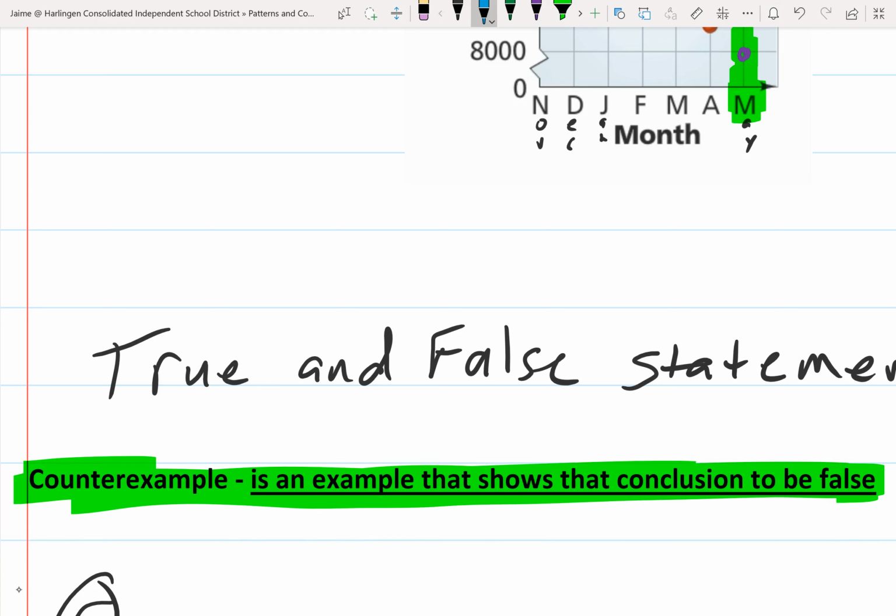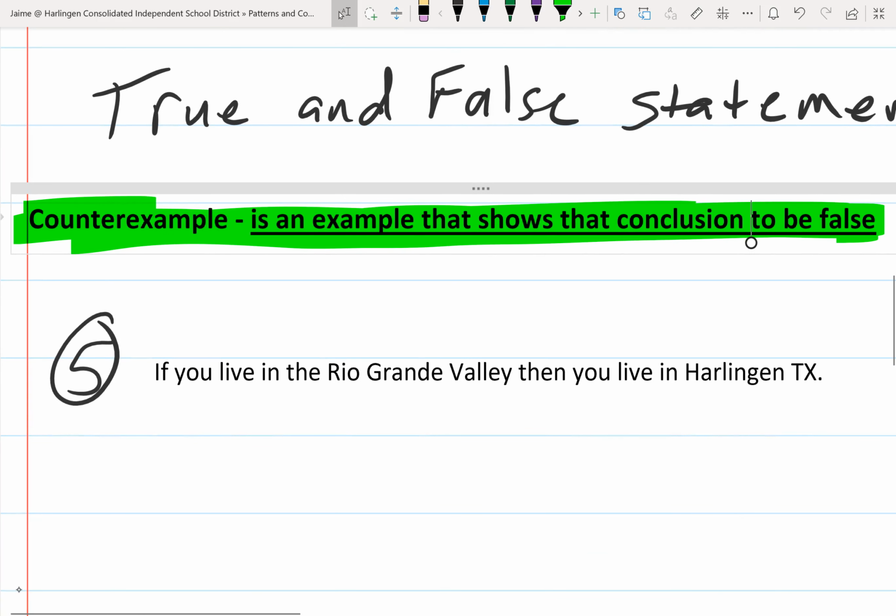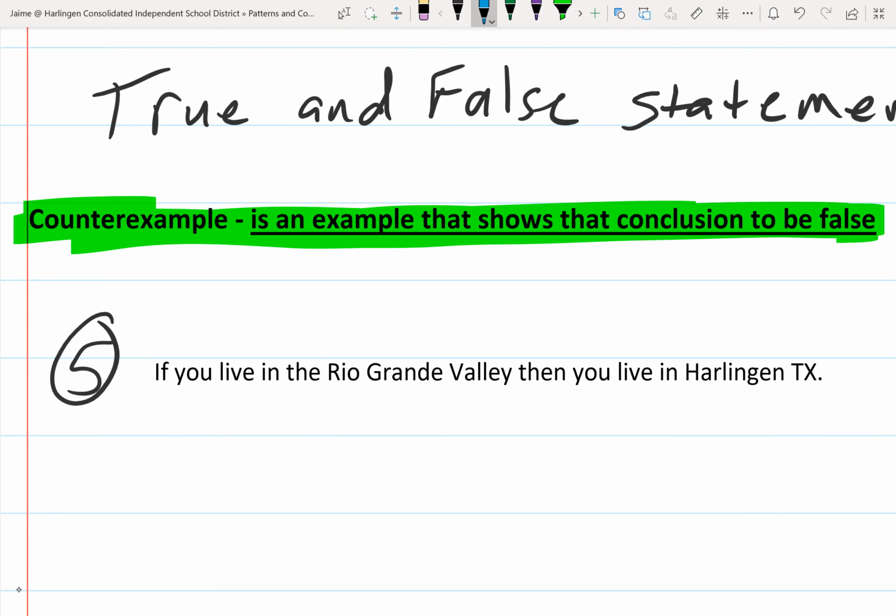A counterexample is an example that shows a conclusion to be false. Okay? So when we get into these statements, you have to think of them literally for every single case. So let's get into number 5 here. If you live in the Rio Grande Valley, then you live in Harlingen, Texas. Is that a true statement?